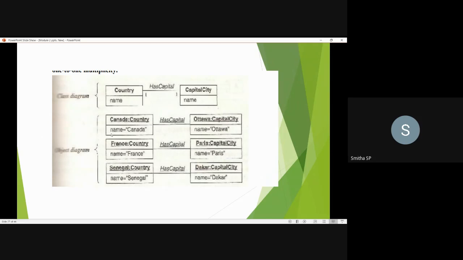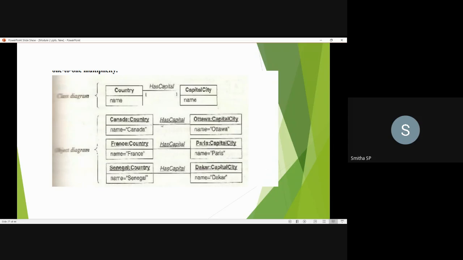It tells us that Canada is a country. It means Canada is an object here. Country is a class. So Canada has capital Ottawa. Here Ottawa is an object. Capital city is a class name. You can observe in the diagram what are the classes and what are the objects. Canada, France, Senegal are the objects. Ottawa, Paris, Dakar are the objects. Country and capital city are the class names.